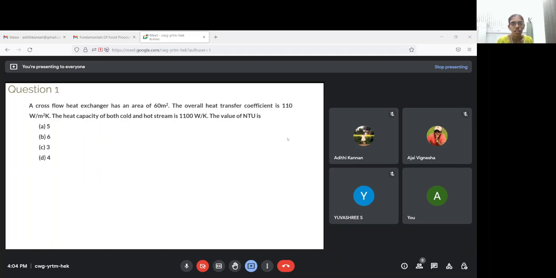A cross-flow heat exchanger has an area of 60 meters square. The overall heat transfer coefficient is 110 watt per meter square Kelvin. The heat capacity of both the cold and the hot stream is 1100 watt per Kelvin. What is the value of NTU here? So before we proceed, can anyone of you tell me what is a cross-flow heat exchanger?